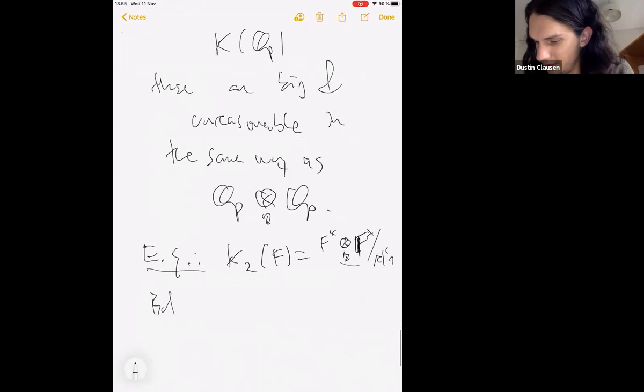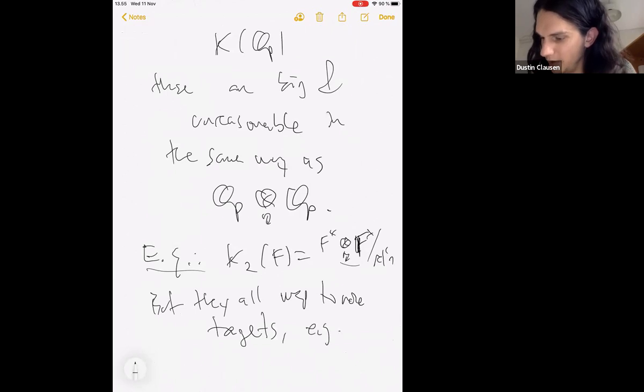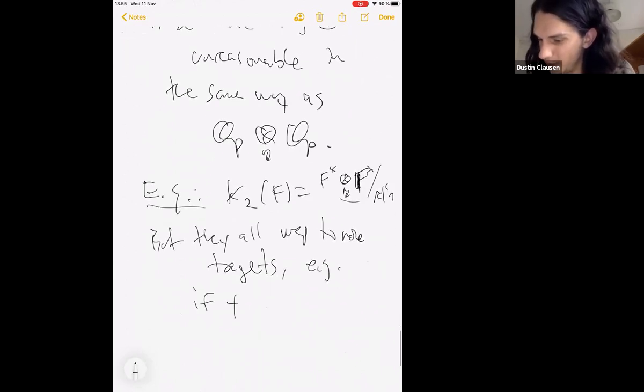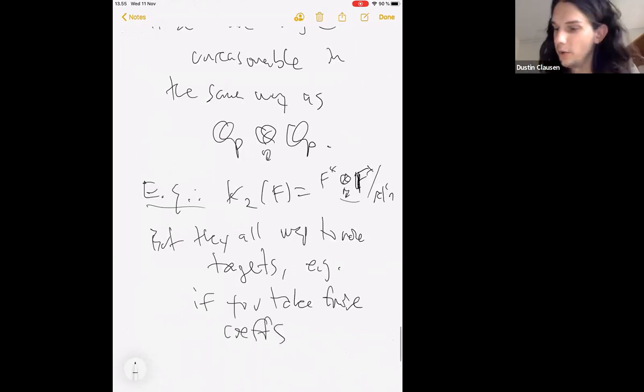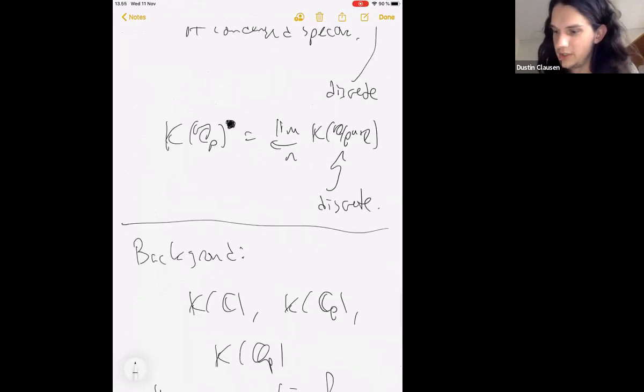But they all map to nice targets. For example, if you take finite coefficients, as we just saw, then it's related to topological K theory or this inverse limit of things, which is indeed profinite. So in each degree, you have something finite here.